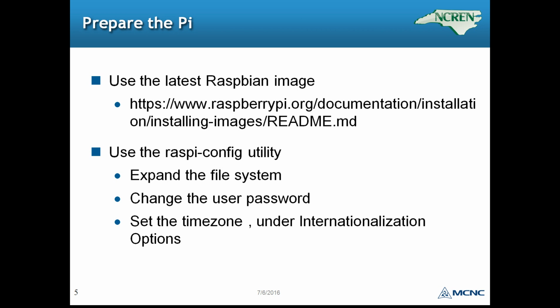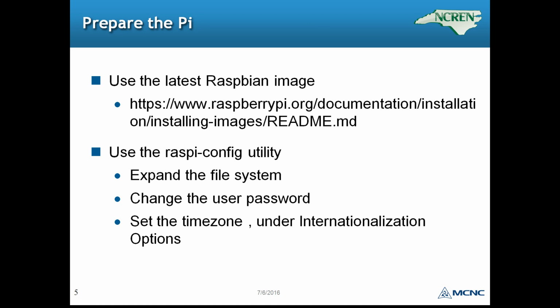You're going to want to expand the file system. You're going to want to change the password to something other than Raspberry, and you want to set the time zone. So this is basically what that tool looks like when you actually run it. This was done via the HDMI cable, so it's more of a sort of colored GUI looking thing. If you do this over SSH, it's going to be very similar, but it's just going to be black and white.